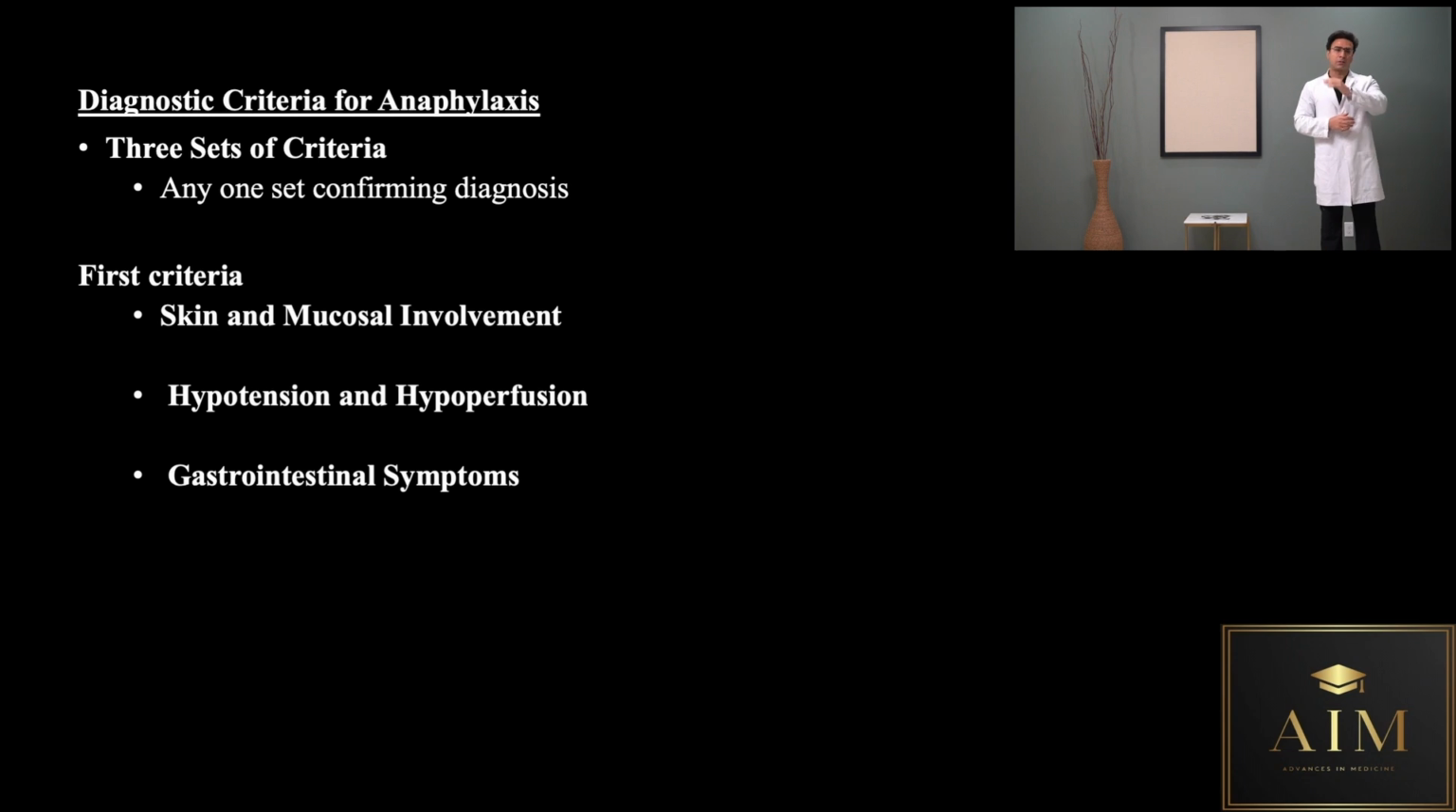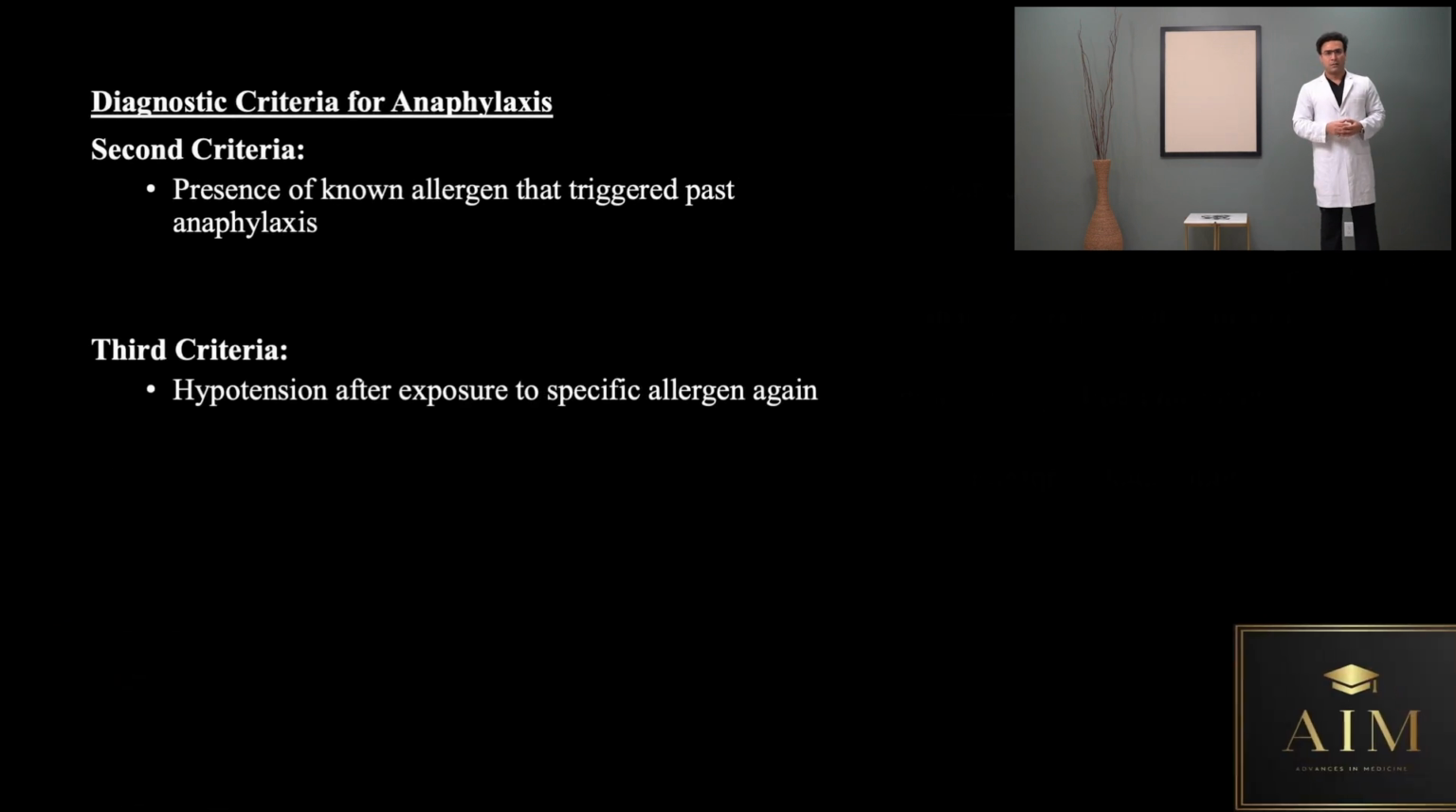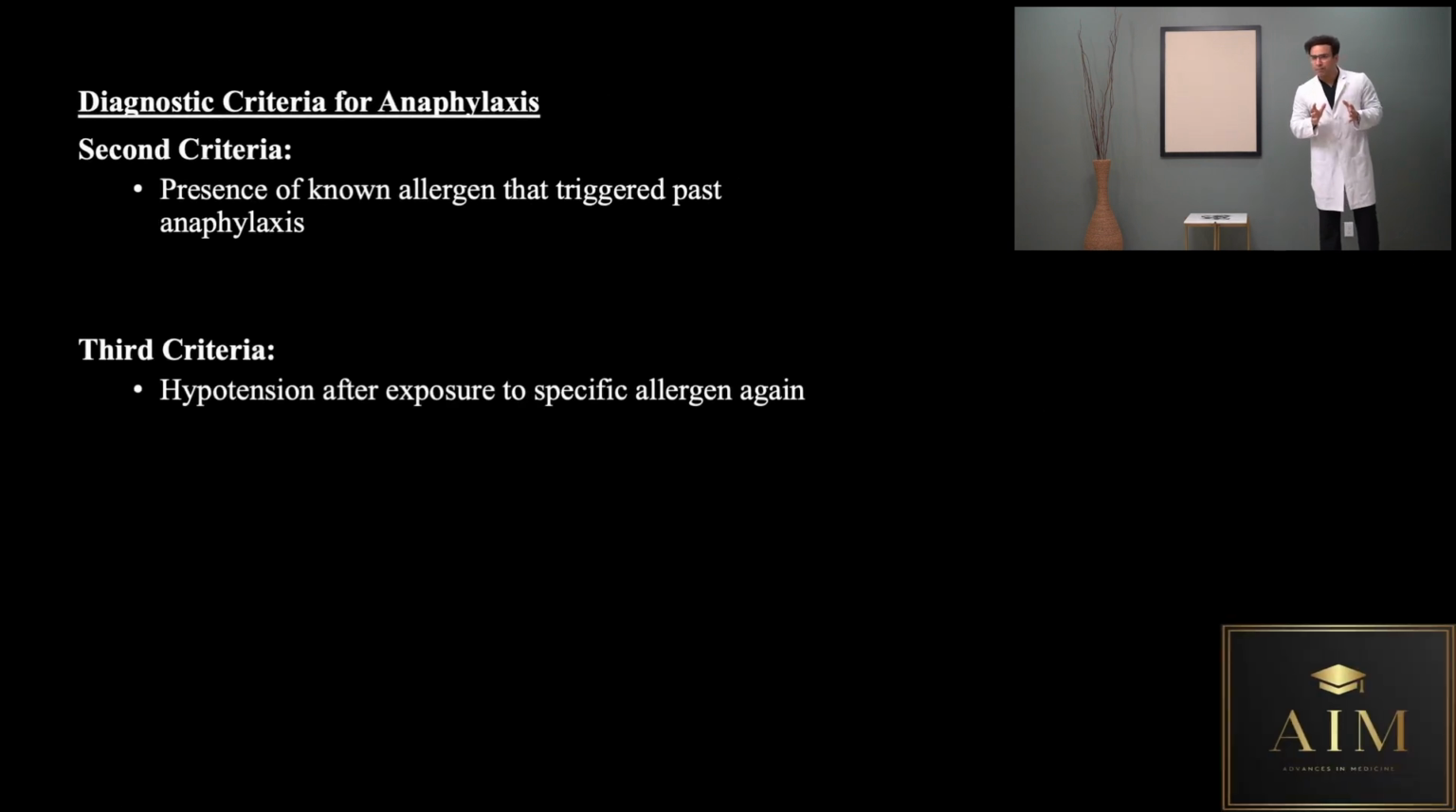Patient may also present with gastrointestinal symptoms like nausea, vomiting, abdominal pain, and diarrhea. The second set of criteria: if a person experiences the symptoms described above after exposure to a known allergen, this is a strong indicator of anaphylaxis. This known allergen could be something they have encountered before and had an allergic reaction to.